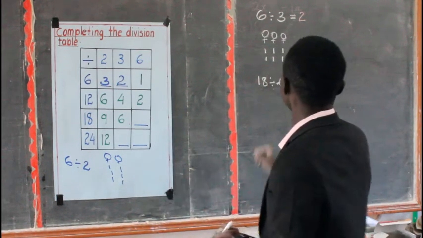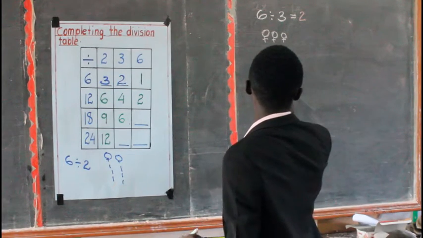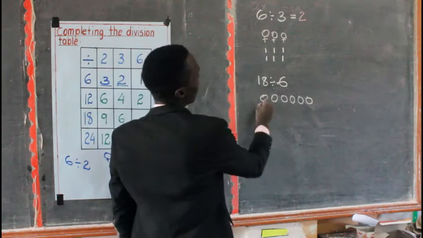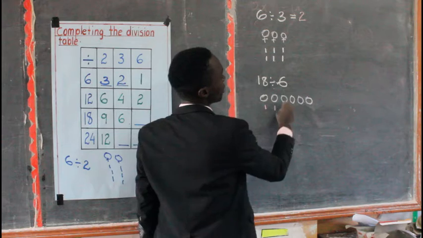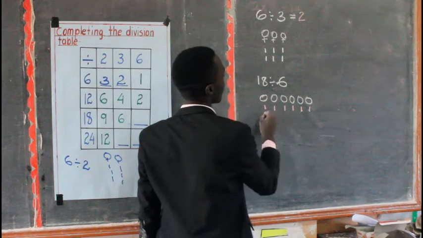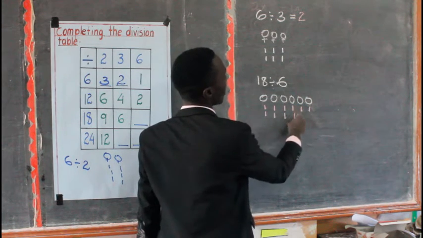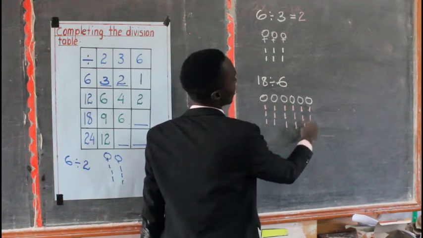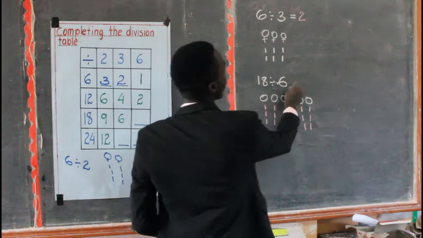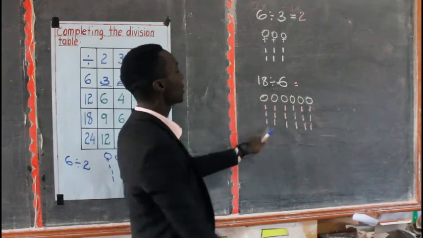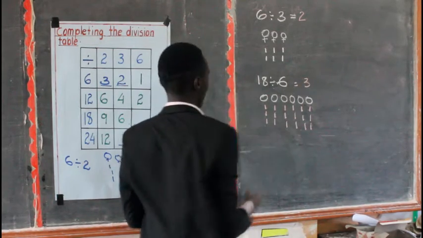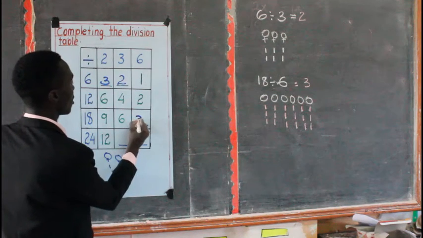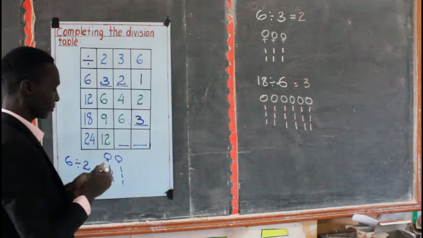So let us count. 1, 2, 3, 4, 5, 6. Let us divide 18. 1, 2, 3, 4, 5, 6, 7, 8, 9, 10, 11, 12, 13, 14, 15, 16, 17, 18. So each person gets how many? 1, 2, 3. So each gets 3. So you just come and put your 3 there.